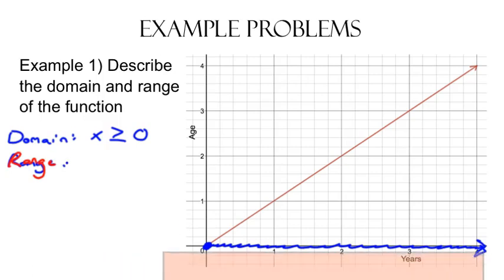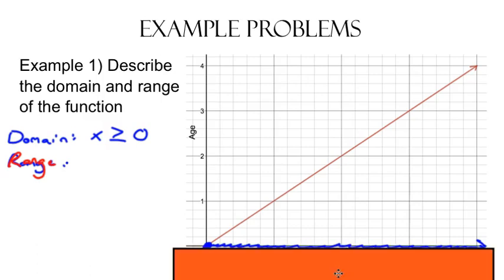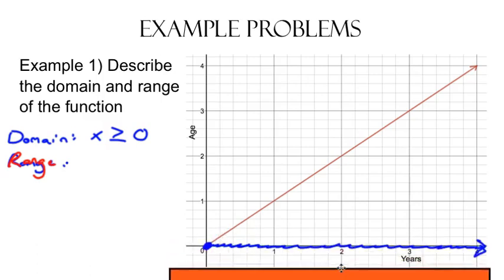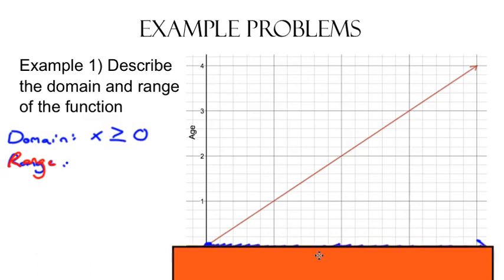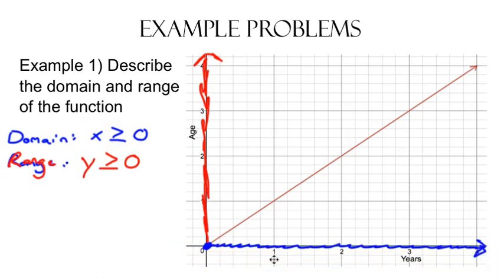Let's take a box and block out where this starts. From the bottom, it starts right here, and from the top, it never ever stops. It's going to keep going. And so our range on the y-axis is everything greater than or equal to 0. I would write that my range is y is greater than or equal to 0. Those boxes just help us narrow in on what's actually important.